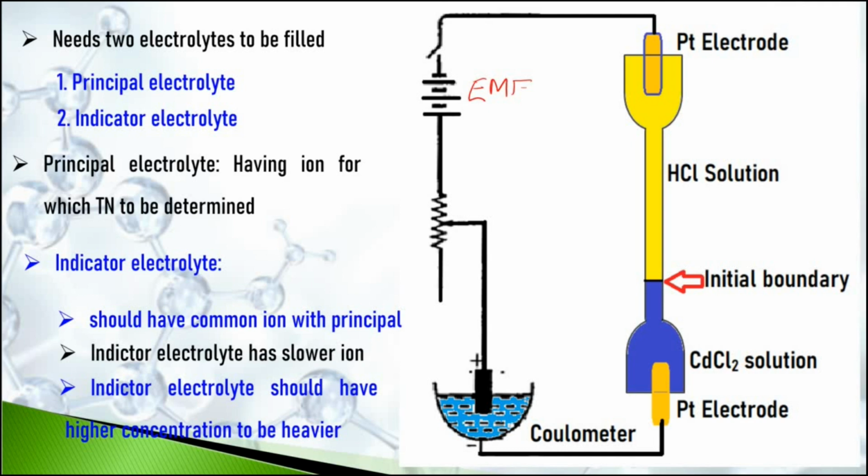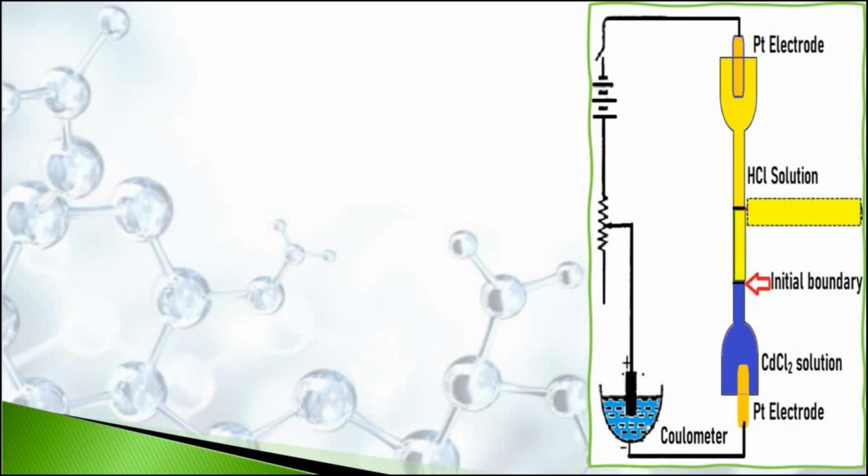Now coming to the mathematical part of the moving boundary method. Here is the picture. HCl solution is filled as the principal electrolyte. Cadmium chloride solution is filled as the indicator electrolyte, and the concentration of cadmium chloride, which is shown here with a blue color, is higher than that of HCl solution. As a result, cadmium chloride occupies the lower part of the conductivity cell and HCl comes at the top of cadmium chloride solution, and a sharp boundary forms between these two solutions.